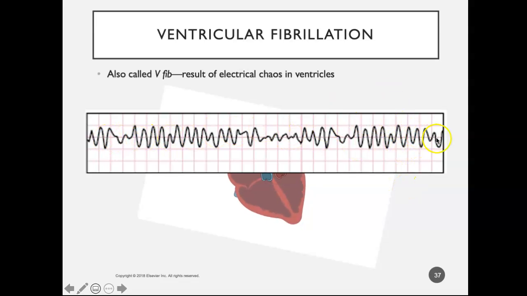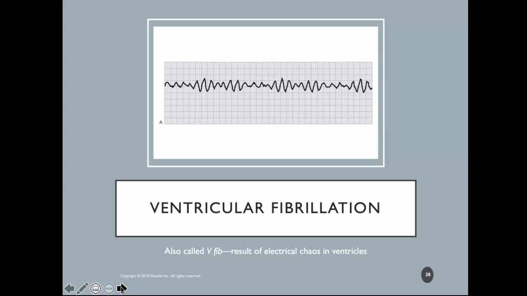Again, one of the most common rhythms that they will go into for cardiac arrest is called ventricular fibrillation, and it's right here. And there is another picture of ventricular fibrillation, VFib, electrical chaos, but no pumping. There is no contractions, no pumping.